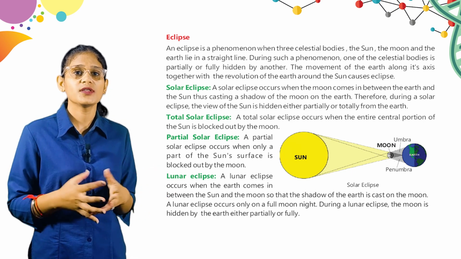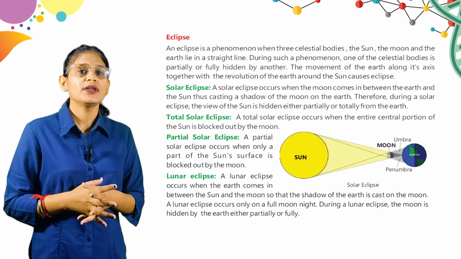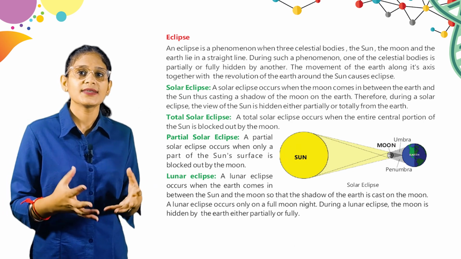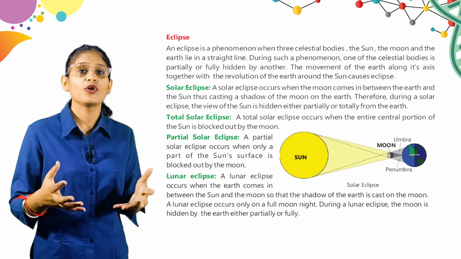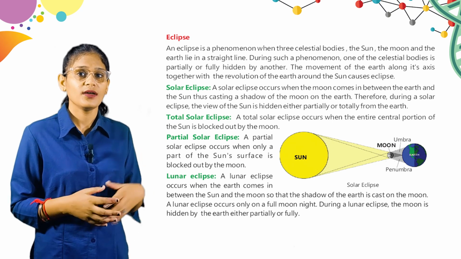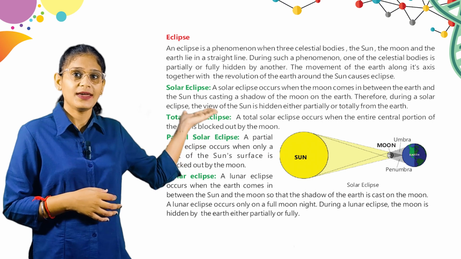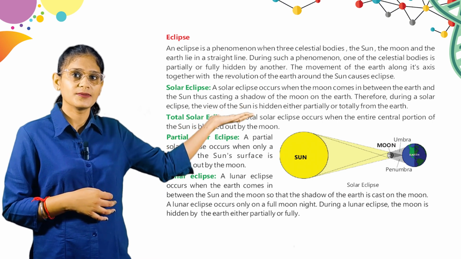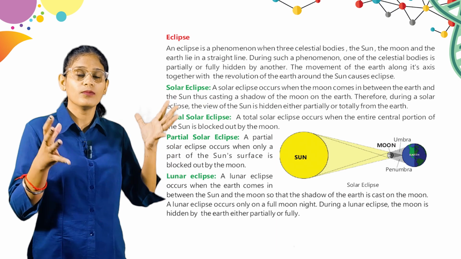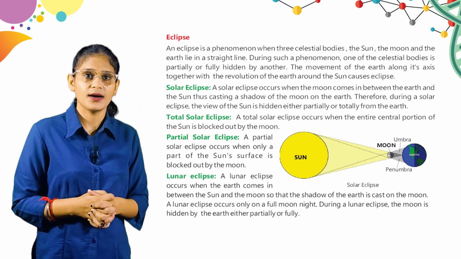First we have total solar eclipse. A total solar eclipse occurs when the entire central portion of the sun is blocked out by the moon. Look here, here is a picture. Look here student, this is a picture of solar eclipse. Here is sun, moon and earth. So that's how moon comes in between sun and earth.